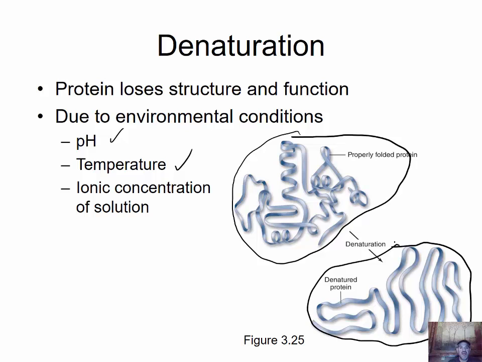Now, if you reverse the conditions that cause the denaturation, the protein might fold back to its normal structure. However, if you go too far, or say too high a temperature, then you may damage the protein beyond repair. This is what happens, for example, when you cook eggs. The egg white is normally clear, but then you cook it and the protein denatures and it turns to this white solid form.